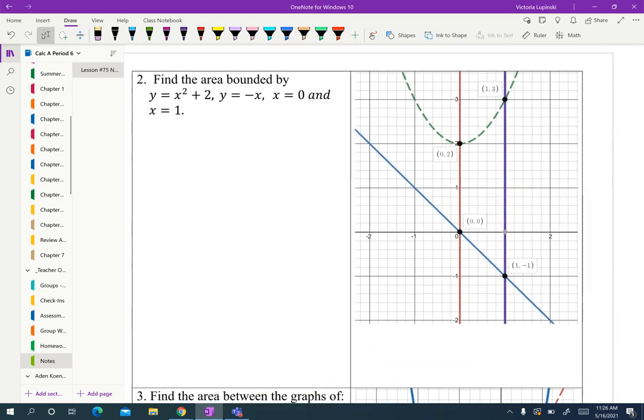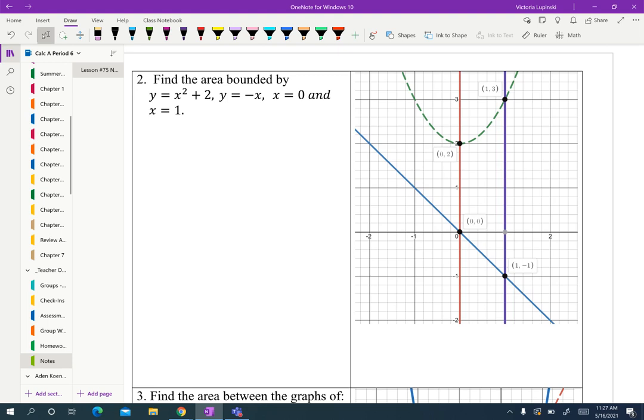So find the area bounded by y equals x squared plus 2. That is the parabola, which you can see is the dotted graph in green. y equals negative x is the line with a negative slope in blue. x equals 0 is in red, and x equals 1 is in purple.